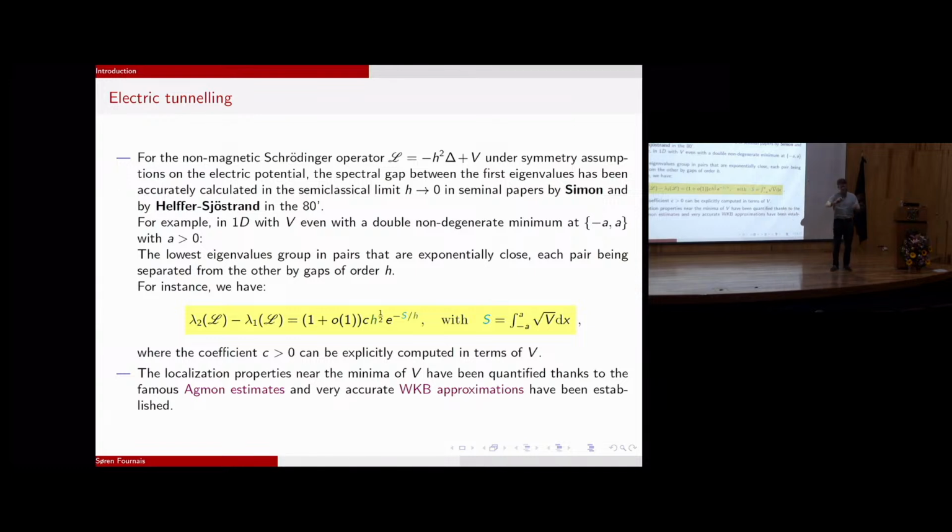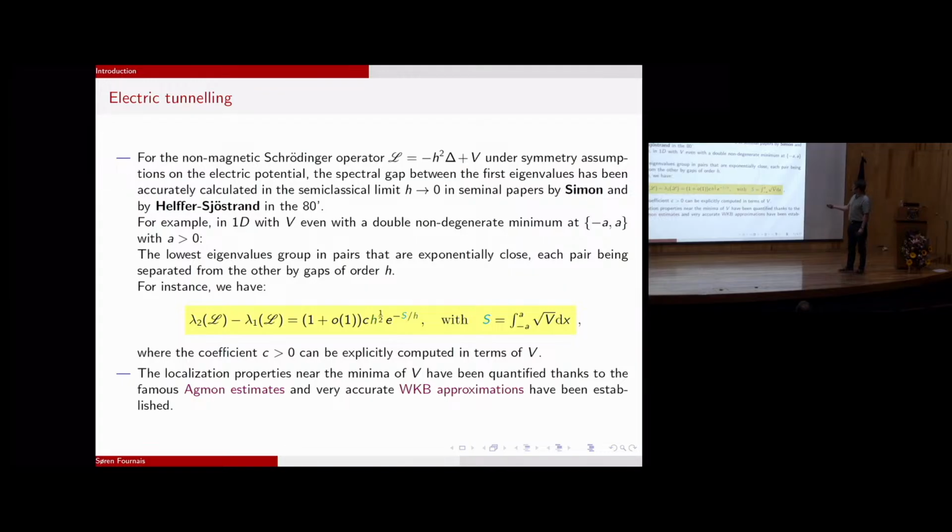Okay, and so the splitting between eigenvalues you can also think of as a natural measure of how much the different wells are allowed to talk to each other. This was a very important problem in the spectral theory community in the 80s, and in the electric case here, it was solved to a very high degree of precision by Barry Simon, and in particular Helffer and Sjöstrand, well, roughly 40 years ago.